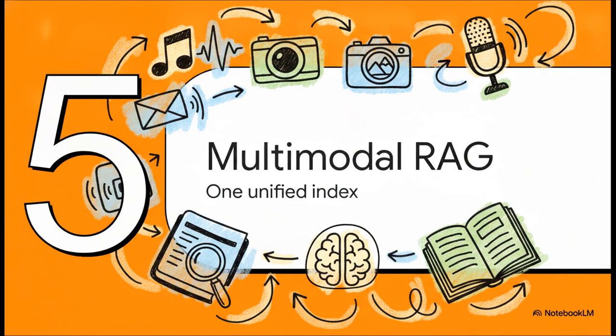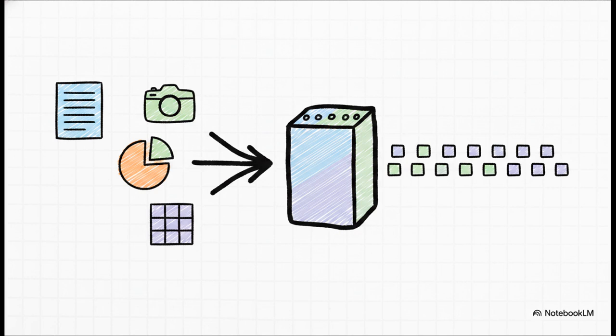And finally, architecture number 5, multimodal RAG, one unified index. This is the ultimate polyglot engine of 2026. It seamlessly understands multiple data formats all at once. For the longest time, RAG systems were strictly limited to text. But human knowledge isn't just text, is it? In multimodal RAG, the system processes text chunks, images, complex charts, and dense tables entirely simultaneously.